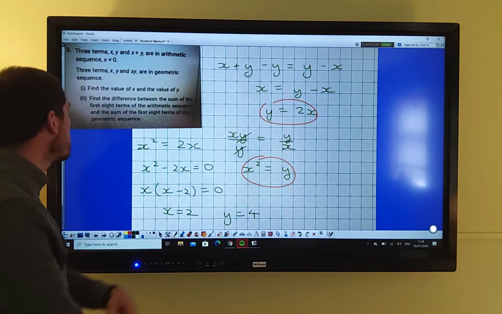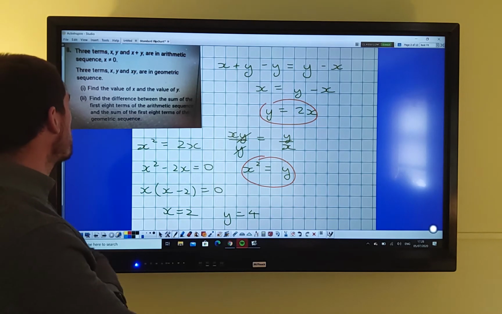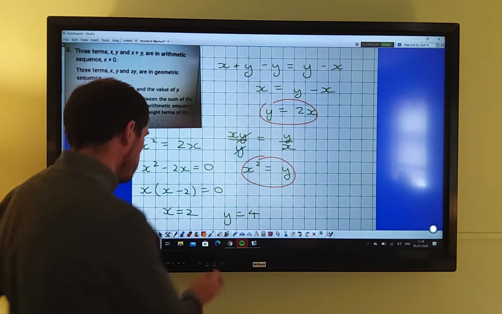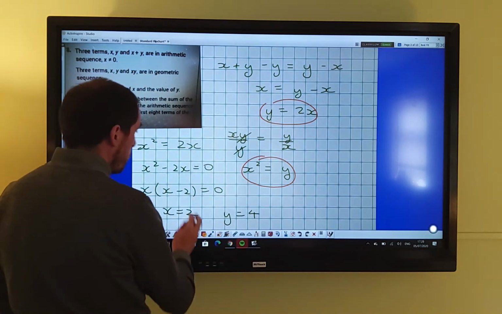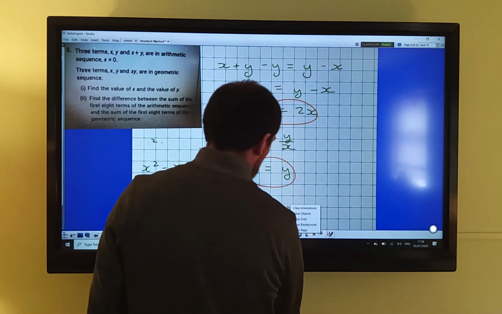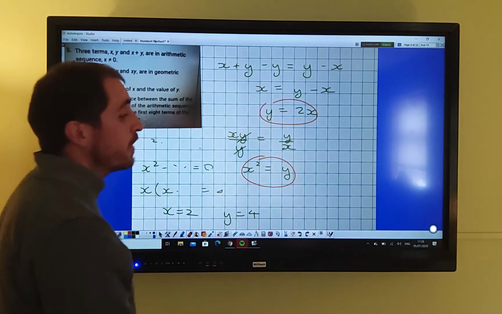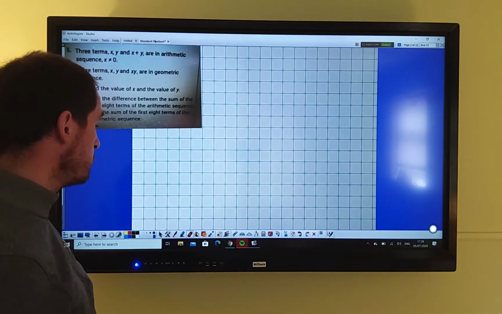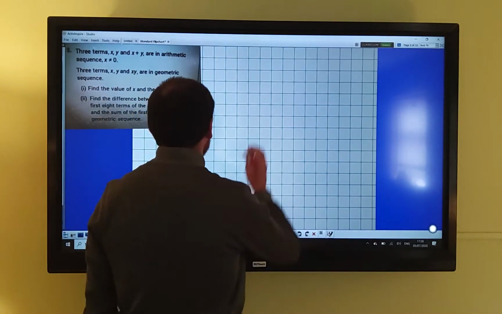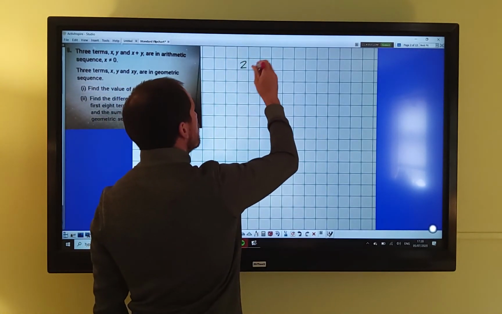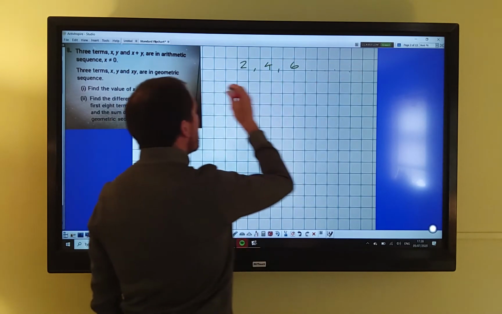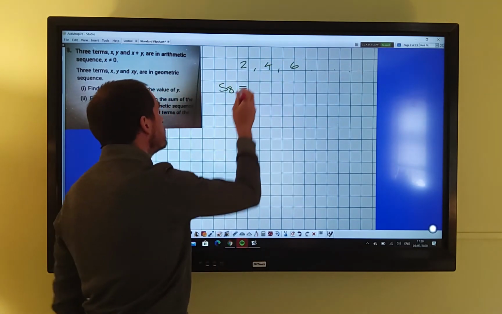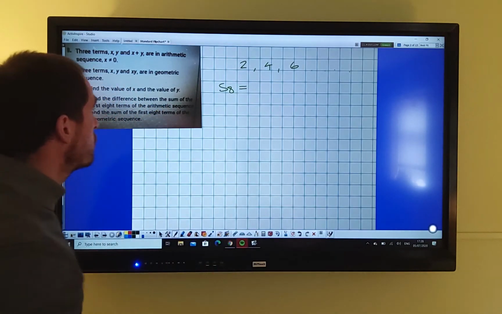Now it says, find the difference between the sum of the first 8 terms of the arithmetic sequence and the sum of the first 8 terms of the geometric sequence. And again, with these types of questions, in general, the second part will be fairly straightforward once you work out the first part. So if we take the arithmetic sequence, it was 2, 4, 6, and we have to get S8, the sum of the first 8 terms.